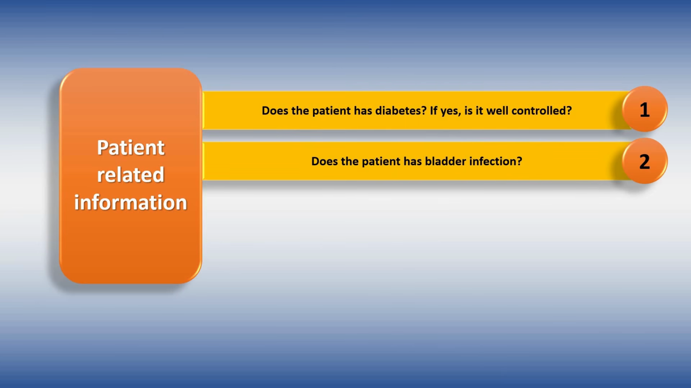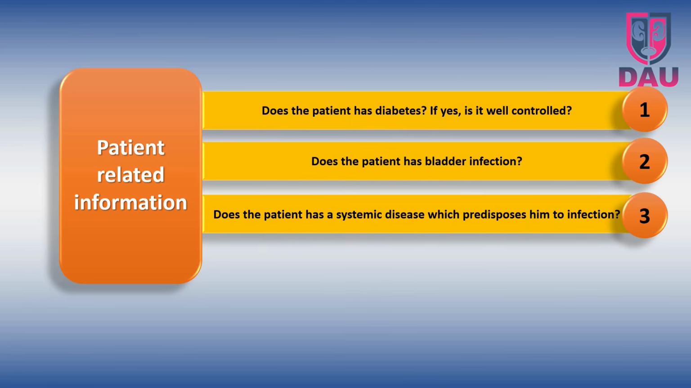Second thing you should know, at this particular point of time when you are going to remove the catheter, is there a bladder infection? And third thing you should know is whether in that particular patient there is any systemic disease or a localized urological disease which predisposes this patient to symptomatic urinary infection? Let me elaborate these points one by one.